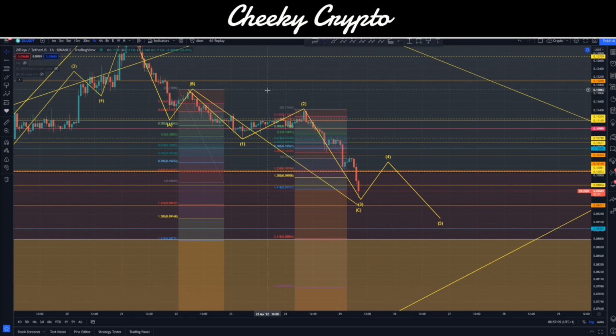Now, if that is the case, it is a 5-3-5 move, but I'm not overly liking the patterns here. Ultimately, I think the ABC structure is a much better fit, and we just got 5 waves inside the C wave. But yeah, we'll have to see how that one plays out.